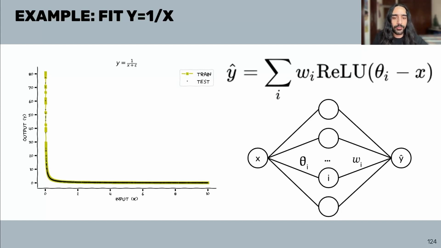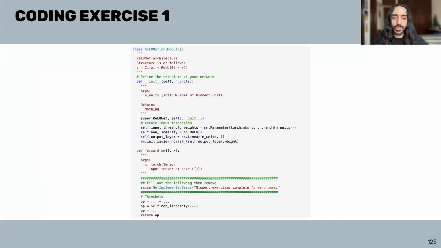In this network, we'll first have the input x, which we'll subtract from the learned threshold theta_i. We'll apply the ReLU nonlinearity and multiply it by a learned slope w_i. And the summation of this will be our output. So in coding exercise 1, let's implement this architecture.